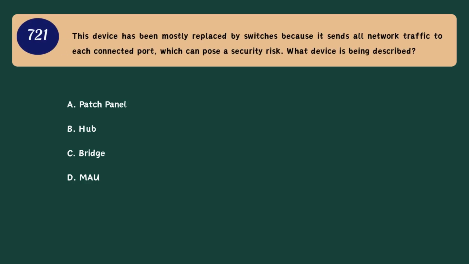Question 721. This device has been mostly replaced by switches because it sends all network traffic to each connected port, which can pose a security risk. What device is being described? A. Patch panel. B. Hub. C. Bridge. D. MAU.